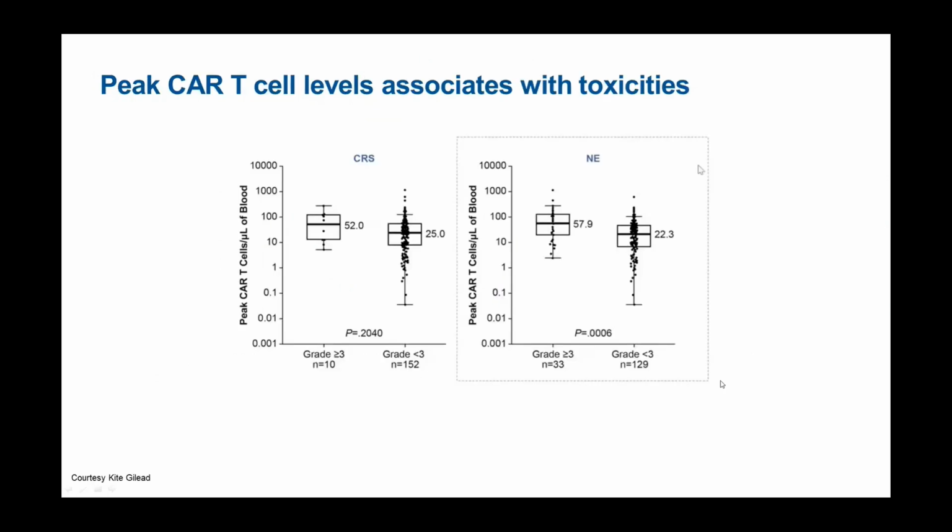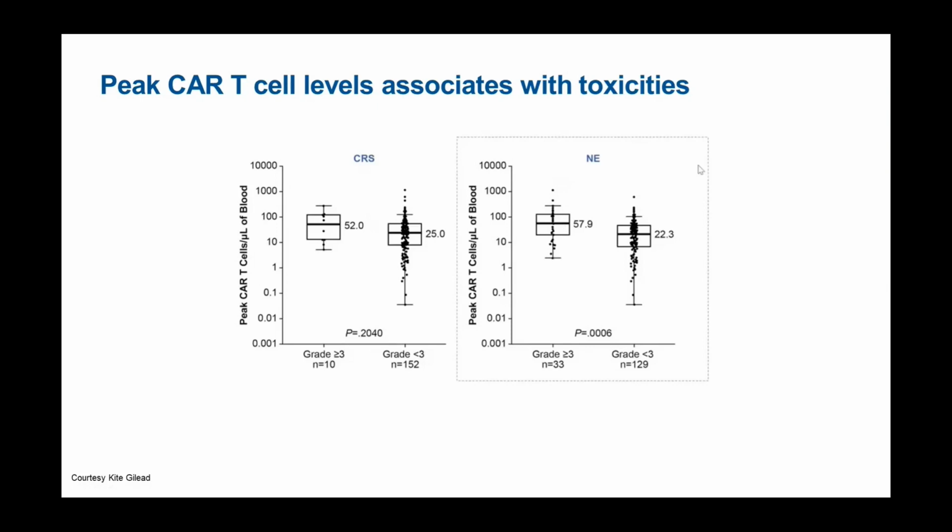And certainly, we are now getting emerging data to show that peak CAR T levels are associated with toxicities. So this data is courtesy of Kite Gilead and recently presented. And you can see that for patients, the few, admittedly, patients that get grade 3 or more cytokine release syndrome have a higher peak CAR T level compared to those who do not. And certainly also for those patients who have grade 3 or higher neurotoxicity, there again is a higher peak CAR T level.